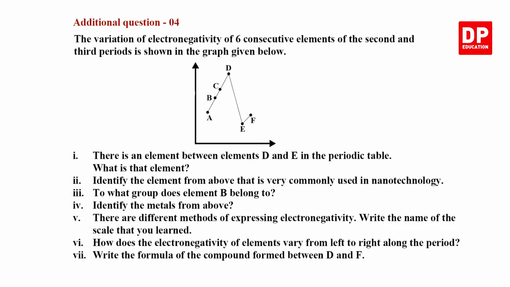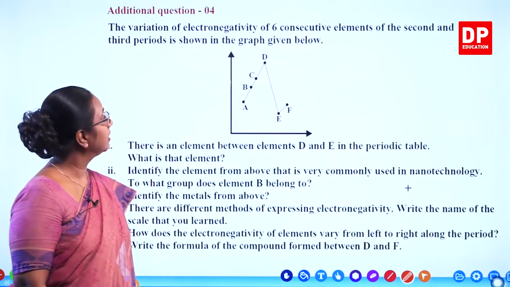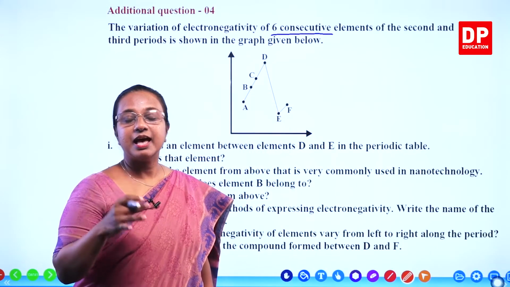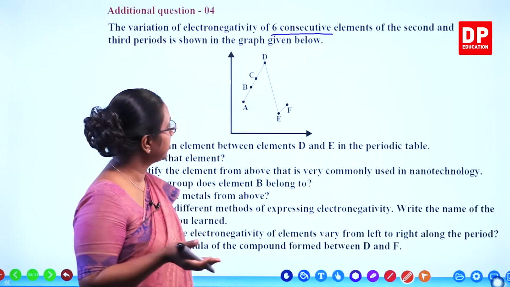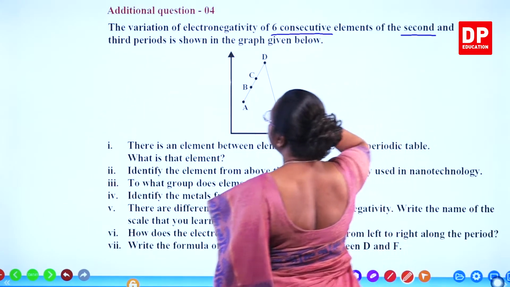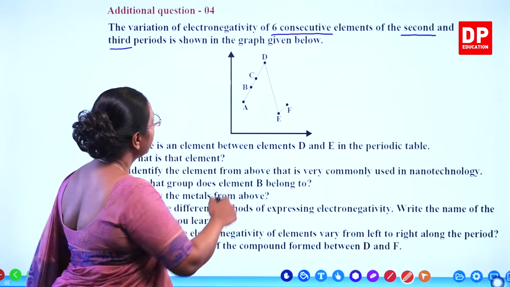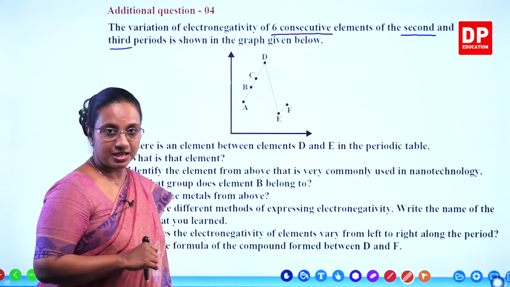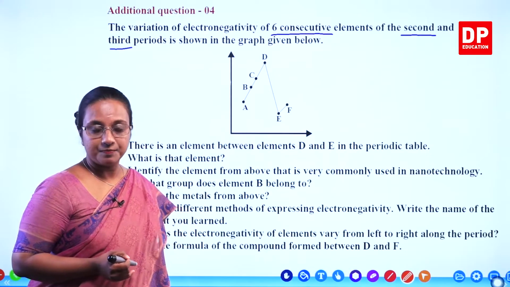Additional question 4. The variation of electronegativity of 6 consecutive elements of the second and third periods is shown in the graph given below. So, you can see these are 6 consecutive elements. That means they have atomic numbers in order, or they are there one after the other in the periodic table, and they belong to the second and the third periods. So, if you look at the graph, students, you can identify from element D to element E, there is a drop in electronegativity. That means the elements move from the second period to the third period.